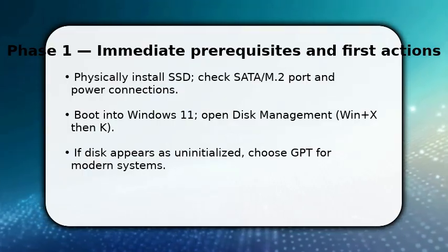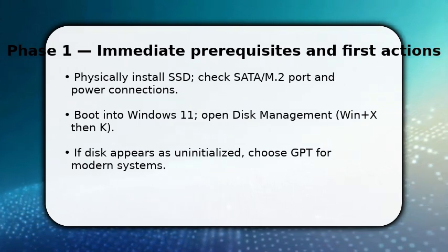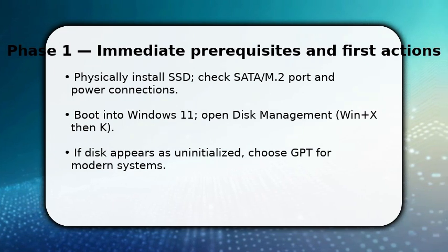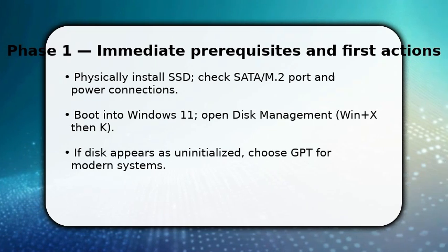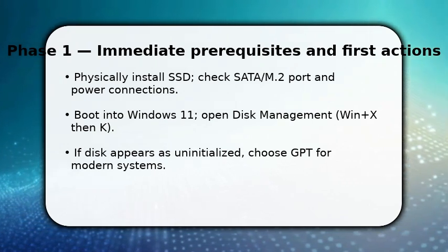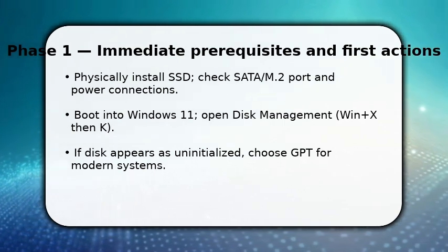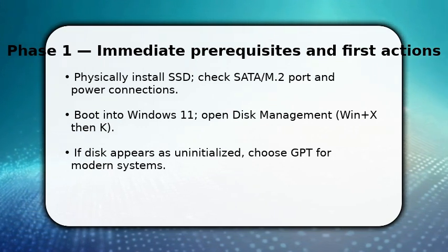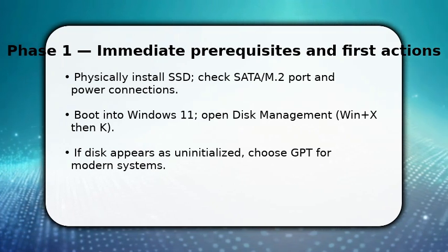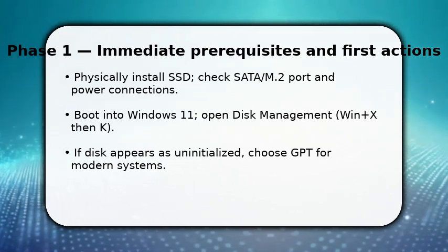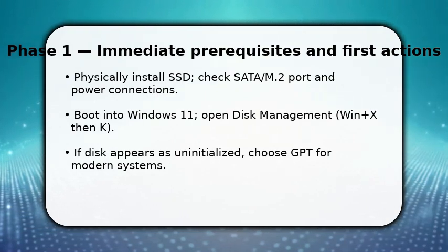You've installed the drive, so start disk management right away. Press Win plus X and pick Disk Management. You need to see the new disk listed as unallocated or uninitialized. If Windows prompts to initialize, choose GPT for UEFI systems. Choose MBR only for peculiar legacy setups. Once initialized, you'll be able to create a new volume. This step matters because the partition style determines bootability and compatibility with system features like Secure Boot and GPT-based tools.